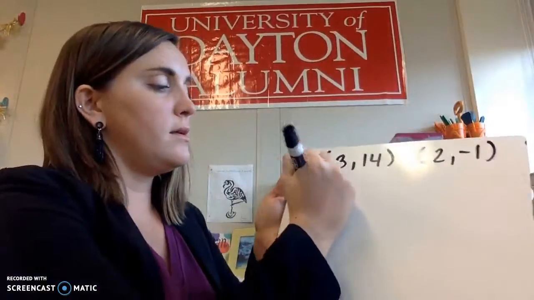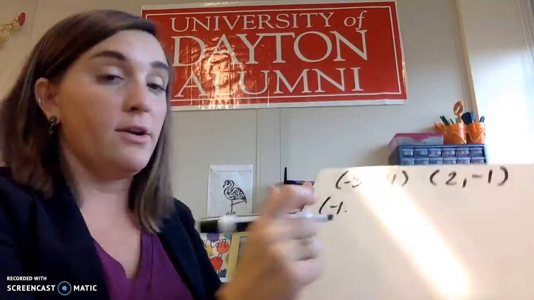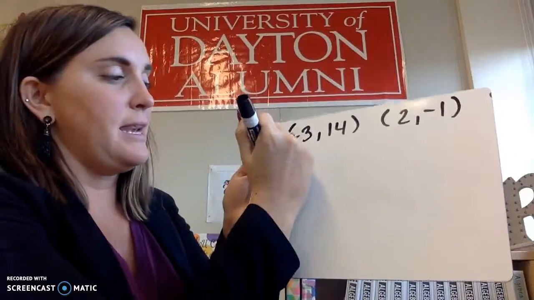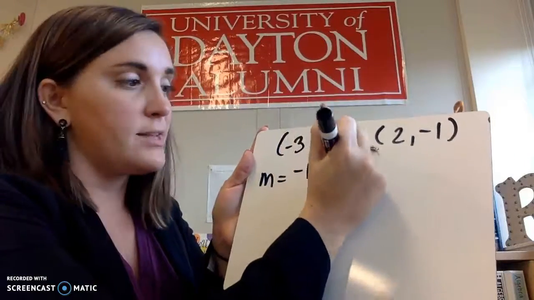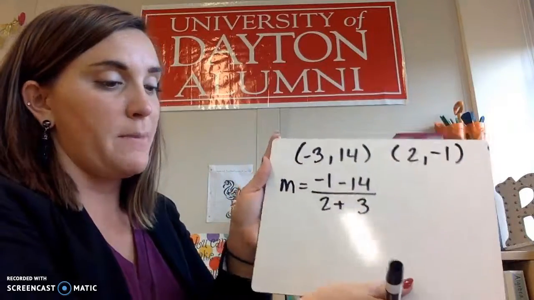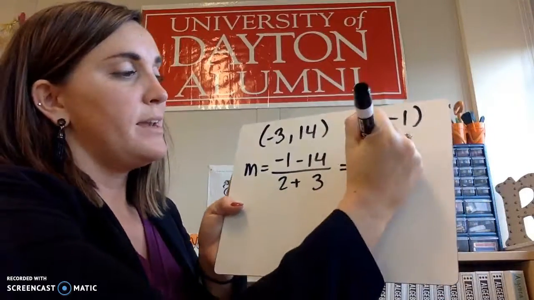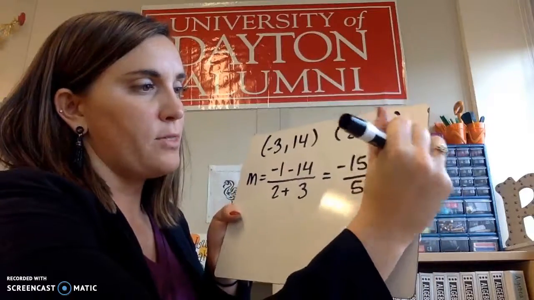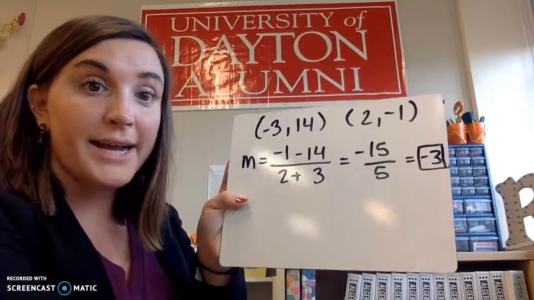Number 14. I don't know why I put that in parentheses. I already have the ordered pairs there. Let's try this again. m equals -1 minus 14 over 2 minus a negative, so that's going to become +3. -15 over +5 equals -3. All right, slope is good.